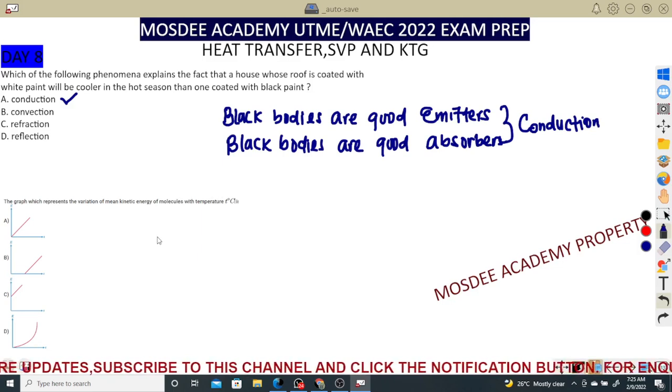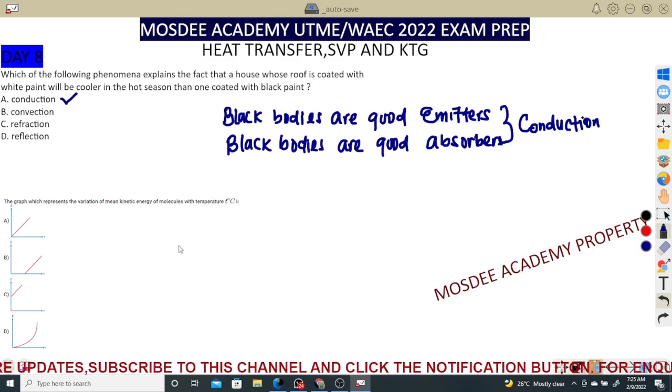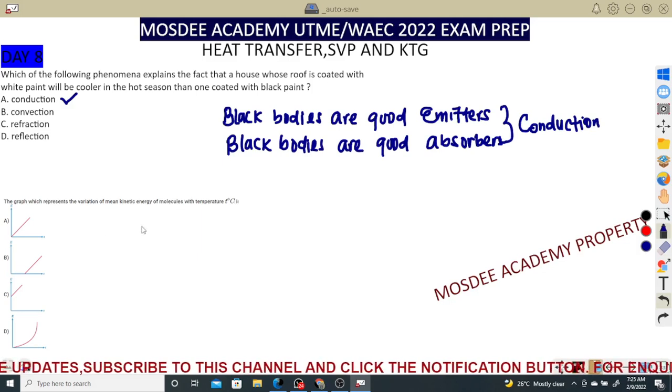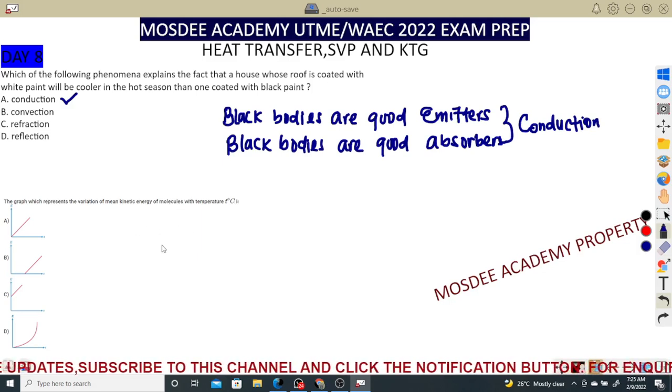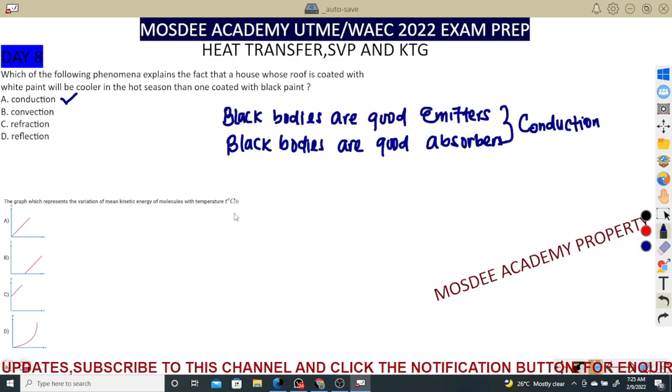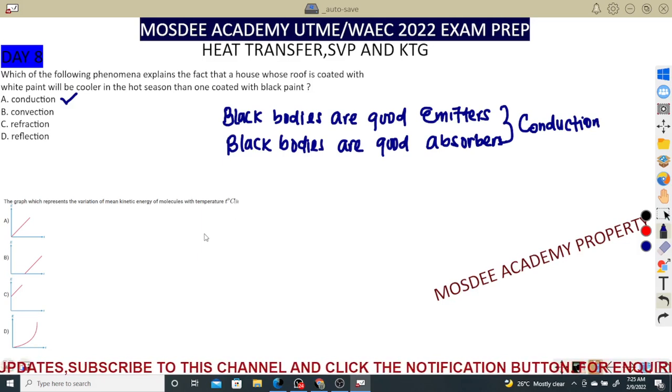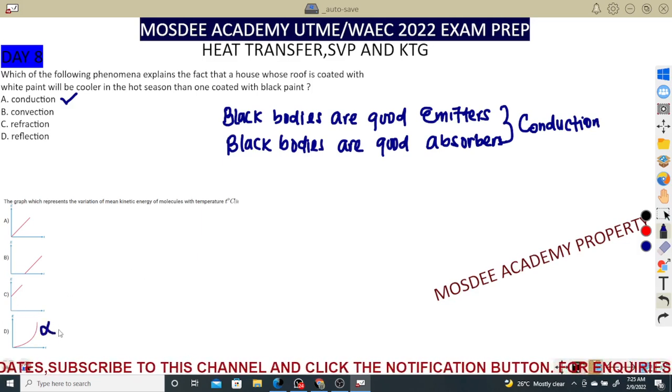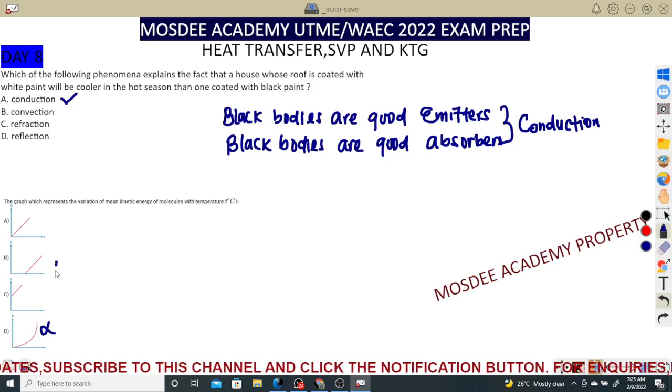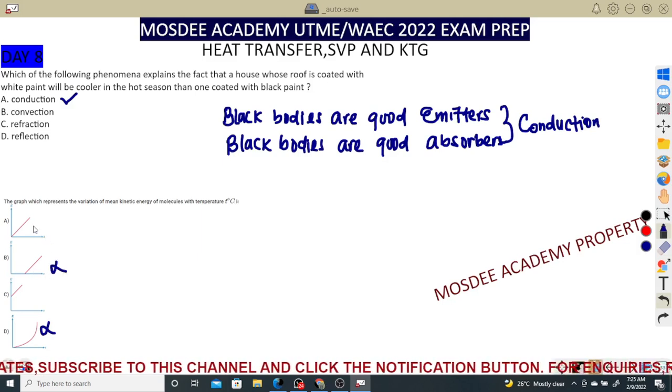And for those of you who are following the series, you will understand that we said the measure of average kinetic energy is the measure of temperature. So you think, okay, when we increase temperature, the average kinetic energy of the molecules will increase. You might want to cancel this and think the answer is this.